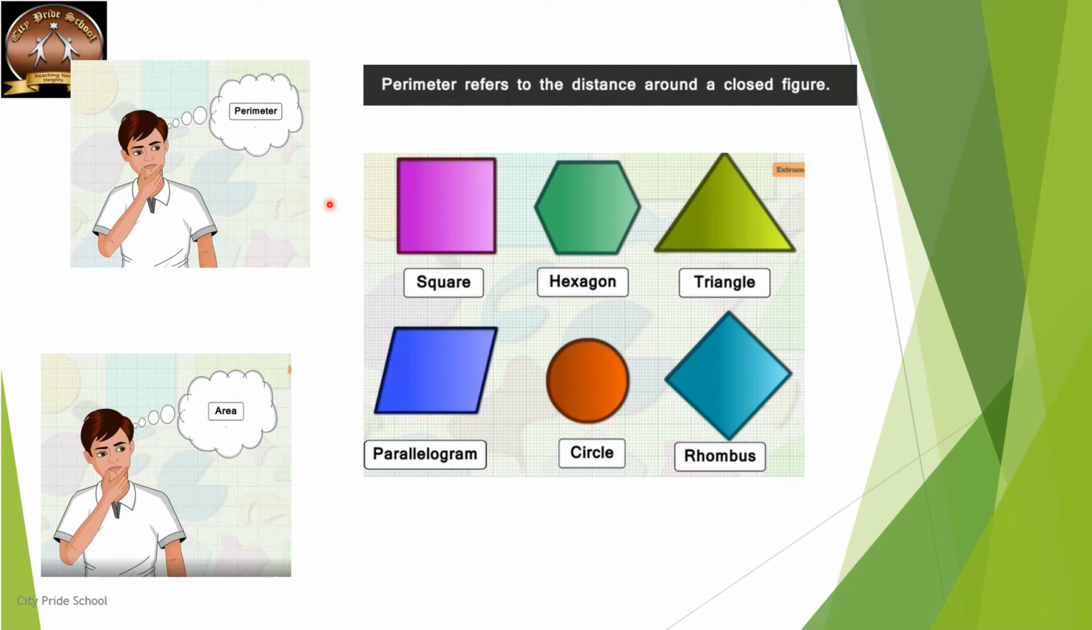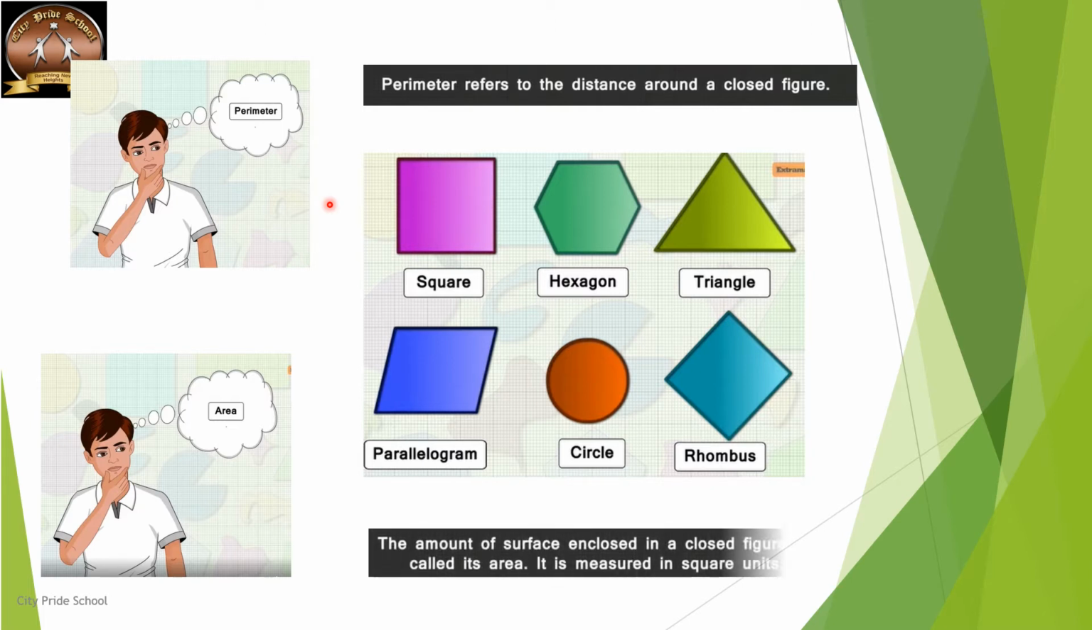whereas area refers to the amount of surface enclosed in a closed figure. So when we are taking a round of a figure, it's perimeter. When you are fencing a field, it's a perimeter. When we are tiling a surface or a floor, when we are painting a surface or a wall, it's area. So I hope there is no confusion now. The length of the boundary refers to the perimeter, whereas the space inside the 2D figure is the area.